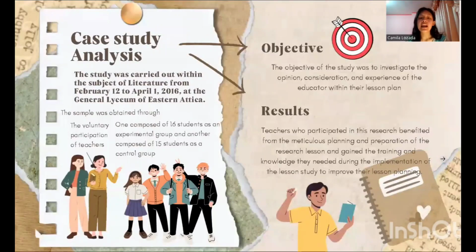within their lesson plan, as well as, through meetings, increase their knowledge about lesson planning and instruct them in the methods necessary for its application. The control group used traditional teaching techniques without benefiting from any of the activities within the teacher's lesson study process. On the other hand, the experimental group benefited from the effective results of the meetings, and teachers who participated in the research benefited from the meticulous planning and preparation for the research lesson and gained the training and knowledge they needed during the implementation of lesson study to improve their lesson planning.